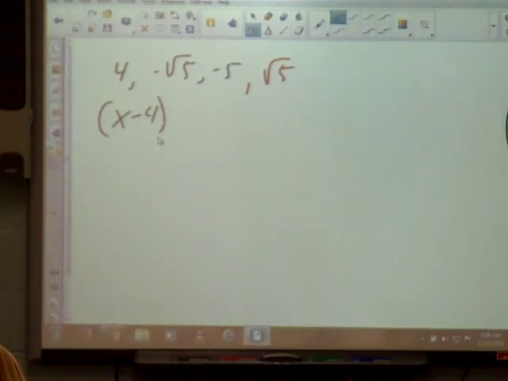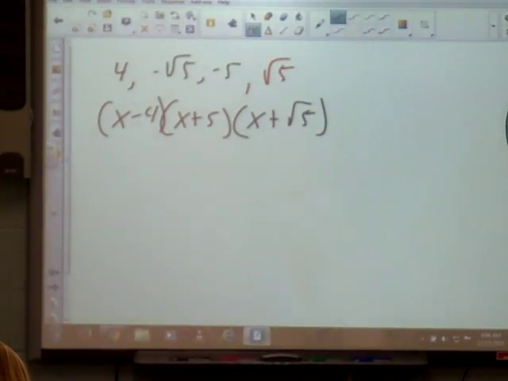I'm going to bring the negative 5 over with it. I'm going to keep the normal stuff together and the weird stuff together. So it'll be x plus 5. Now this negative square root of 5 would be x plus the square root of 5, and this square root of 5 would be x minus the square root of 5.